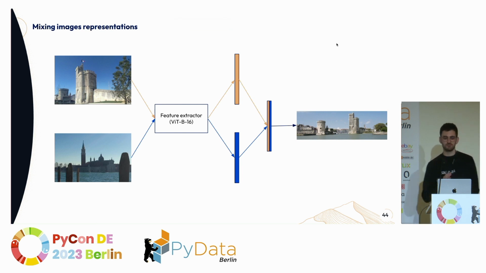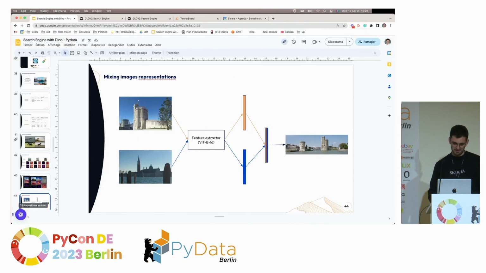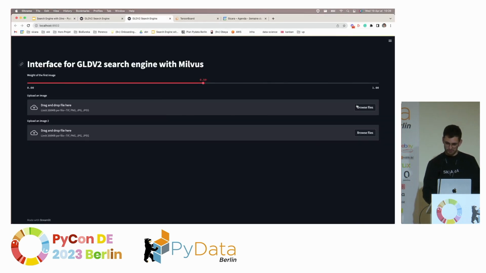One fun thing you can do is mixing up representations. So for instance, you just take two different images, you put them through the model, you get two image representations, and you just take the average of your two representations and consider that it comes from an image, and get the most similar image. And so I kind of spoiled the first result I'm going to show.